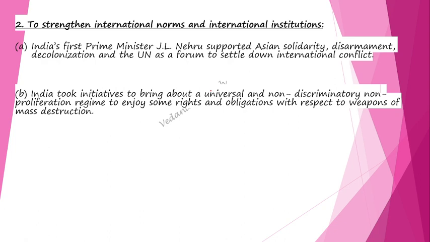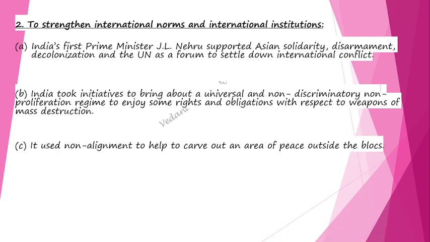And the second, India took the initiative to bring about a universal and non-discriminatory non-proliferation regime, with rights and obligations with respect to weapons of mass destruction. Next, India used non-alignment to help carve out an area of peace outside the blocs.